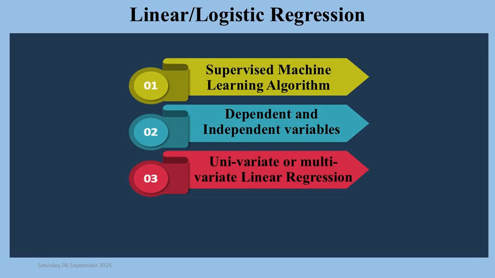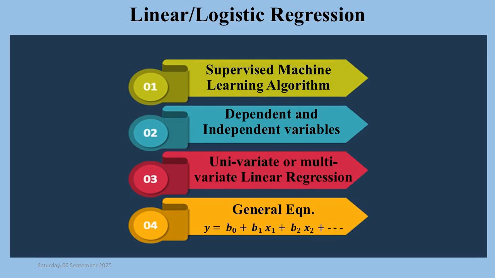When the target depends upon a single independent variable only, it is called a univariate linear regression problem. However, when the target depends upon multiple independent variables, it is called a multivariate linear regression problem. Here, a general equation of a linear regression algorithm is given. The value b0 is called the intercept, while b1, b2, b3 etc. are called the set of coefficients.